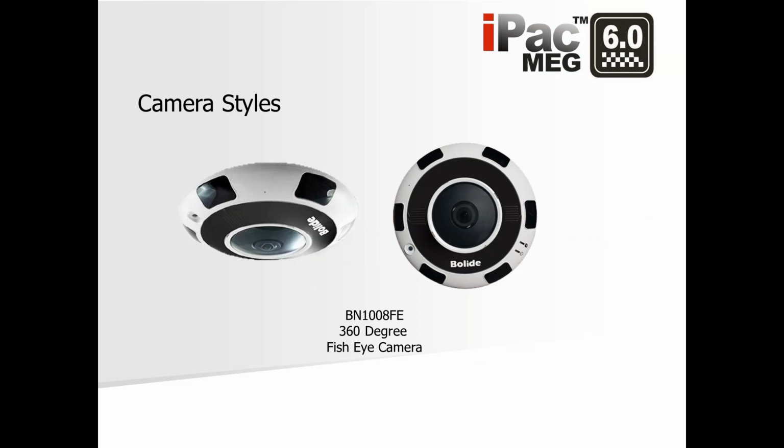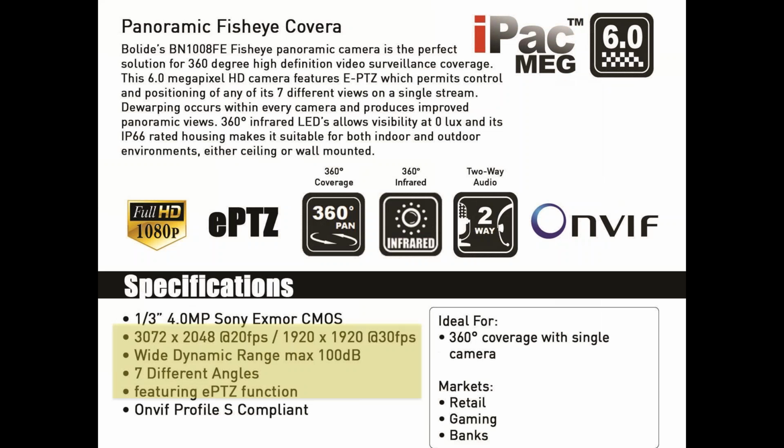Last but not least, we have our 6 megapixel. This is our fisheye camera. It will do a 360-degree angle plus numerous different angles. It's also got wide dynamic range and an ePTZ function.